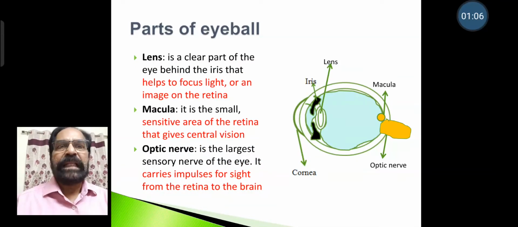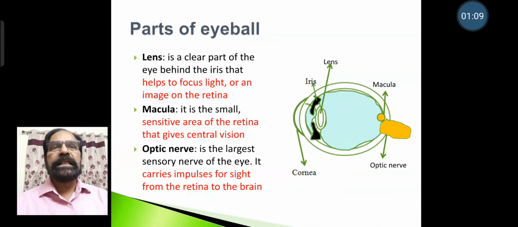Then we come to lens. Lens is the clear part of eye behind the iris that helps to focus light or an image on the retina. Then macula. It is the small sensitive area of the retina that gives central vision. Optic nerve. Optic nerve is the largest sensory nerve of the eye.